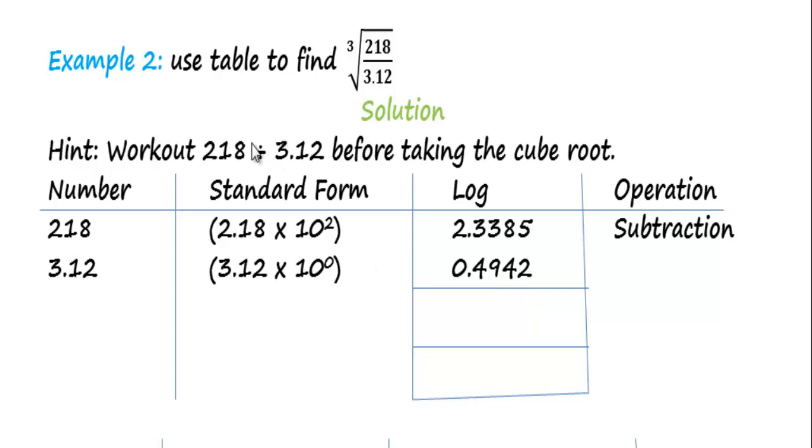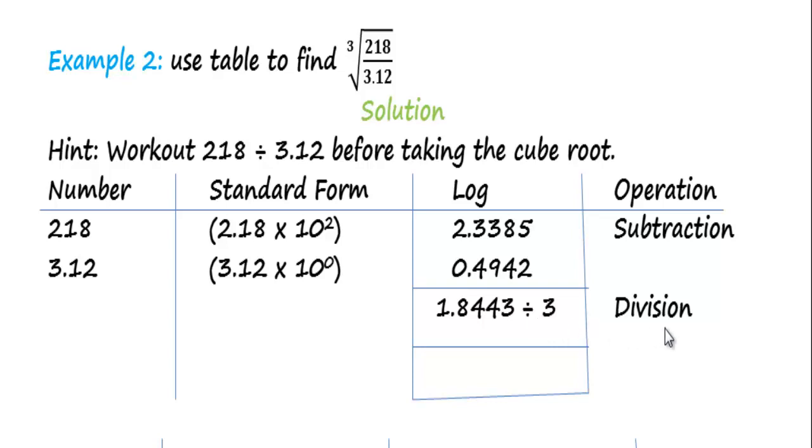And then the operation between them is division, which is going to turn to subtraction in logarithm. That's why we subtract one from the other, and we are going to get 1.8443. Now, having done that, you know that what combines the two of them is the cube root. When it is root, it's going to turn to division. When it is power, it's going to turn to multiplication. Are you getting it? That's why we divide it by 3.